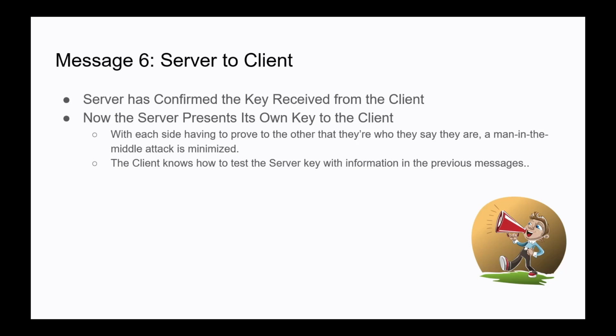Okay, message number 6. The server examines and verifies the client key that it received in the last message, and then the server presents its own key to the client for the client to verify in a similar way with the same algorithm. In this way, the authentication process, like I said before, forces both sides to prove to the other that they are who they say they are. It's a two-way authentication process.